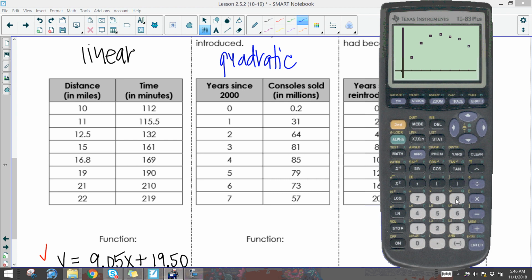In order to do that, you're going to go to stat and arrow over to calc. You're not going to use linear regression this time. You're going to go down to quadratic regression because that's what we're hoping to see, and hit enter. But again, don't hit enter again really quick here. You're going to hit vars, arrow over to y-vars, and then hit function y1. You want to tell it where to graph that line of best fit, and then hit enter.